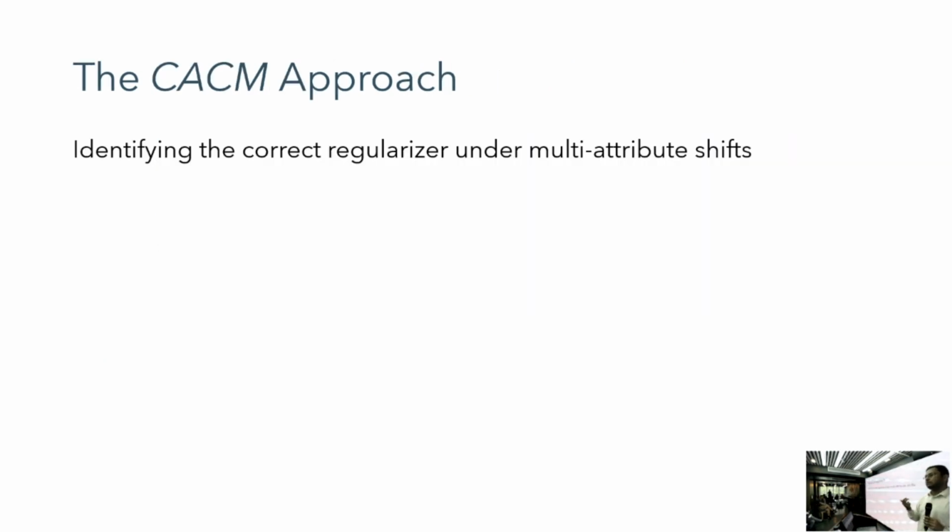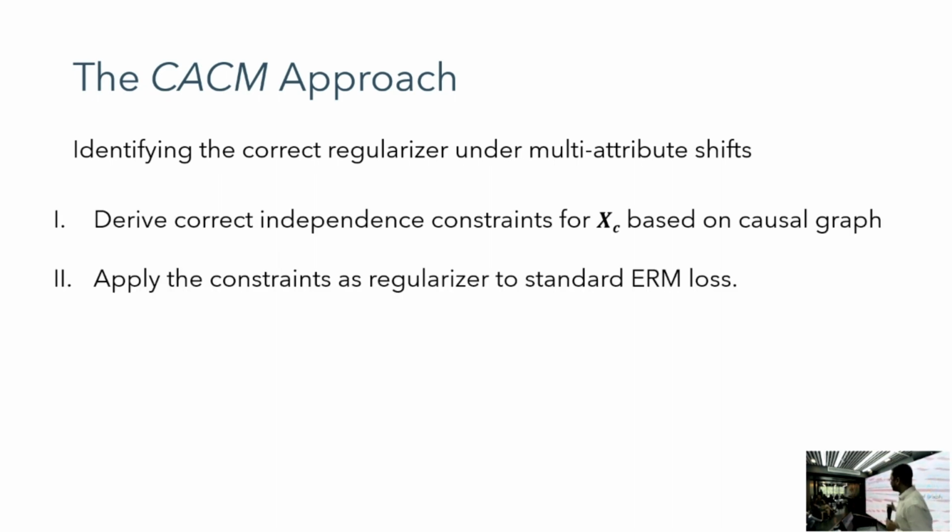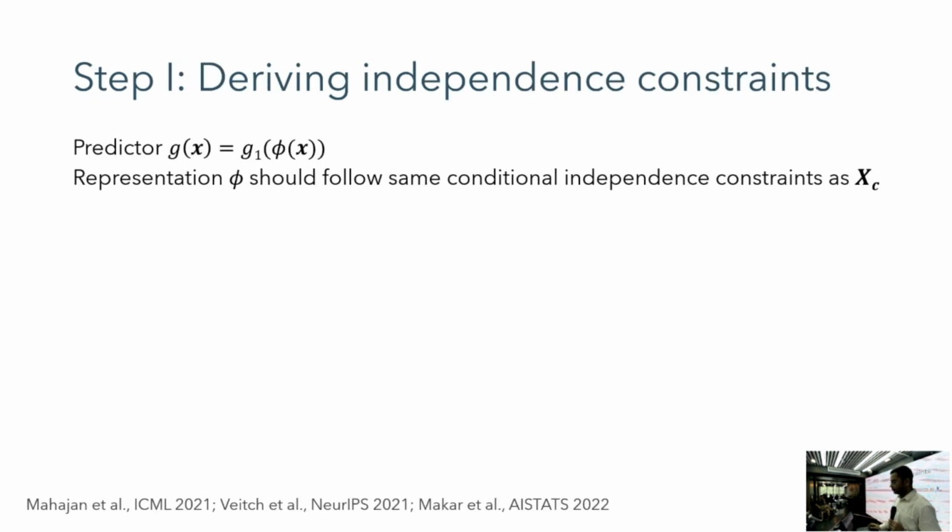So the CACM approach can just be summarized in 2 lines. First is we want to identify what kind of domain shift you have. And second, based on that, we want to then automatically give you the correct regularizer. So we'll first derive the correct independence constraints for xc. Because really, we want to model xc, right? So if there's any representation that we are building, it should also satisfy the same constraints that xc, the true causal representation, should satisfy. Right? And then once we have those constraints, we can apply the same constraints as regularizers, as I was mentioning earlier.